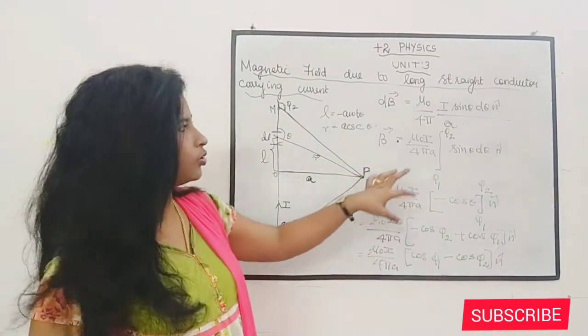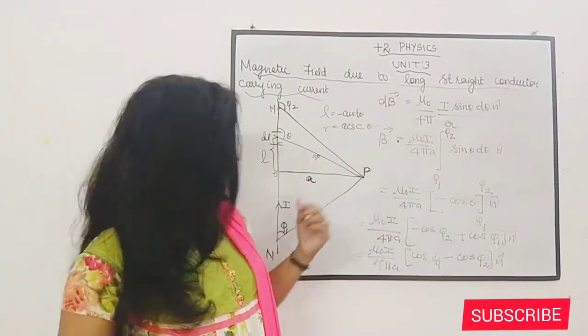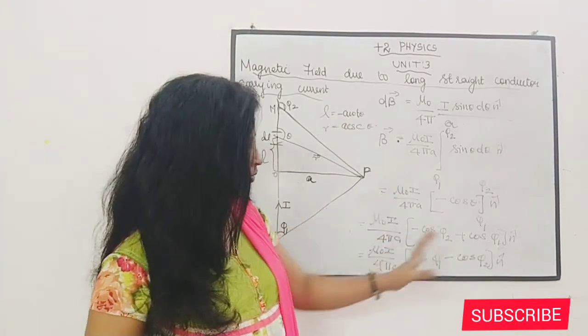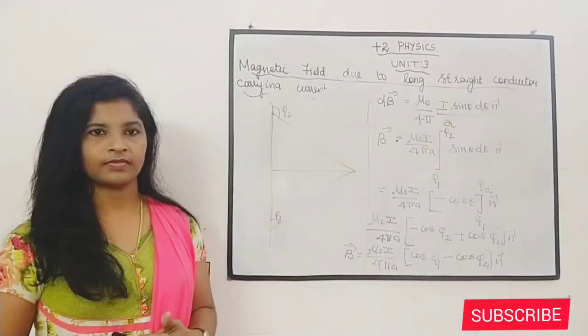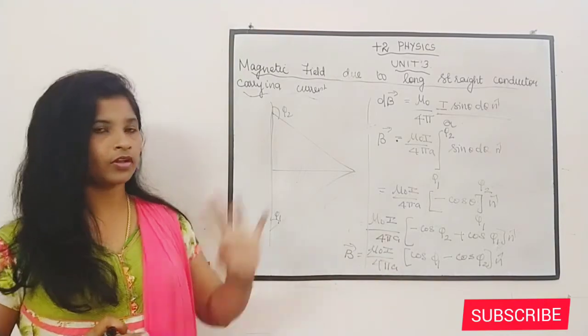Clear? What I have done, this is for a small element length. For the complete length, I am just integrating from phi 1 to phi 2. Applying the limit, I have got this value. Now this is your magnetic field, right? This is your magnetic field for the entire length.